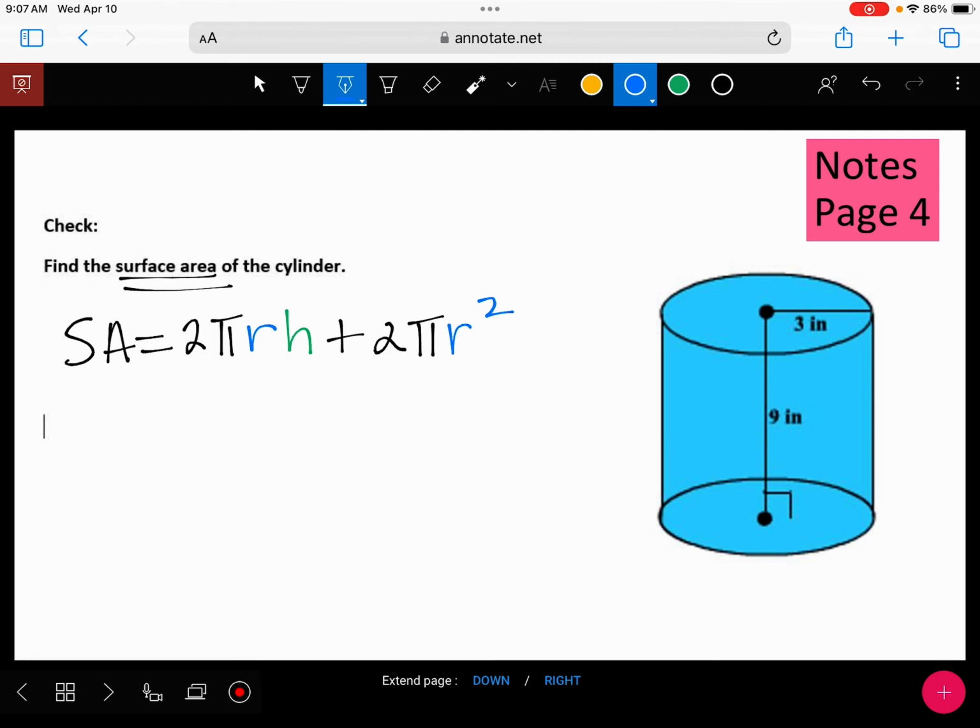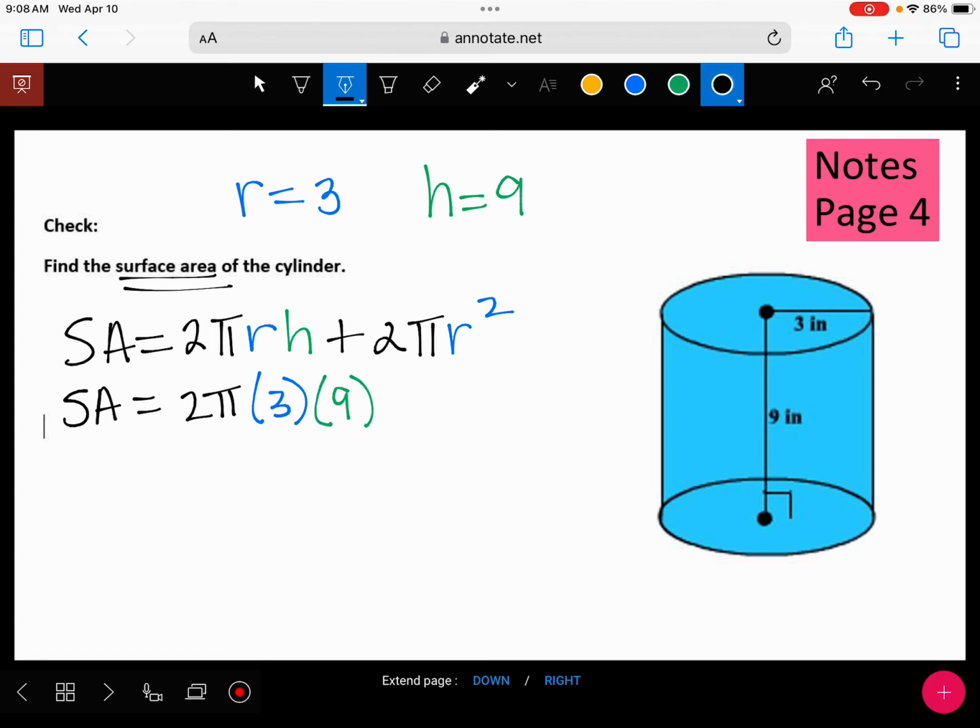What's the radius of this cylinder? What is R? So Leah, what's R for this cylinder? 3. And Steven, what would the height be? 9. So we're just picking up our calculator and typing it in. So we have 2 times pi times 3 times 9 plus 2 times pi times 3 squared. Take a minute, type that in your calculator and get your surface area.